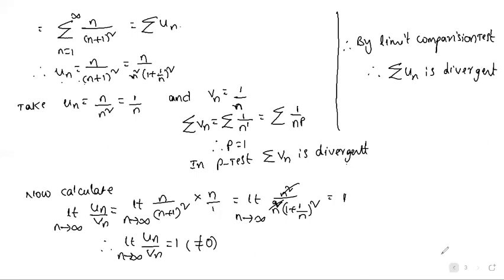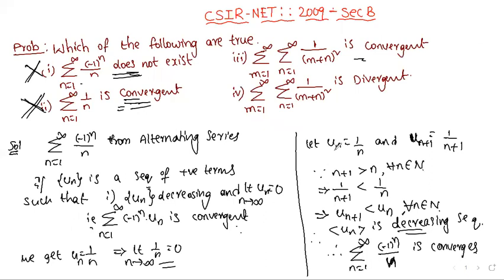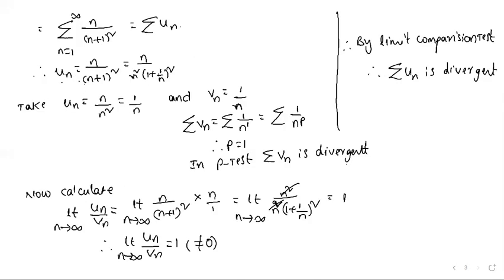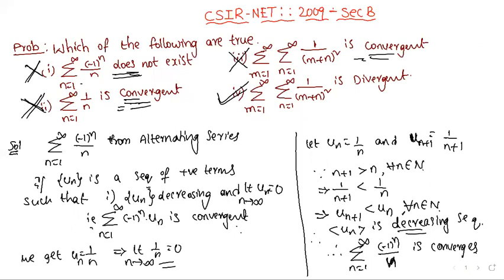But option 3 says it is convergent, so it is wrong. So option 3 is also wrong. The final answer is option 4, so option 4 is right. Okay, so this is the procedure. We have to solve any problem by using the given conditions and the given options.